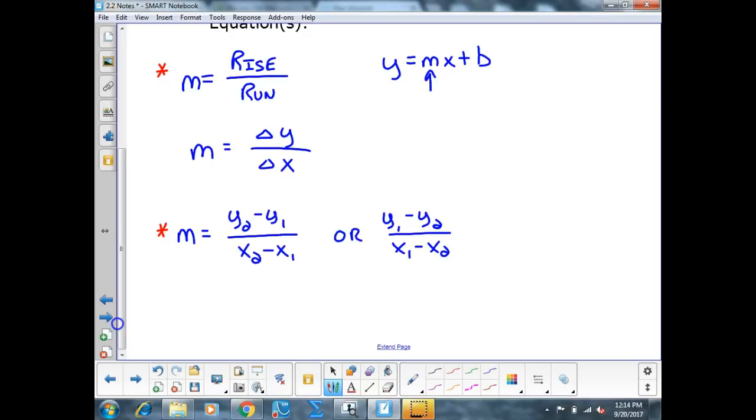Okay. Now, let's step outside of the normal mathematical box and let's think abstractly. Okay? In terms of slopes, how many different kinds of slopes are there? The big number sense here. How many different kinds of slopes are there?